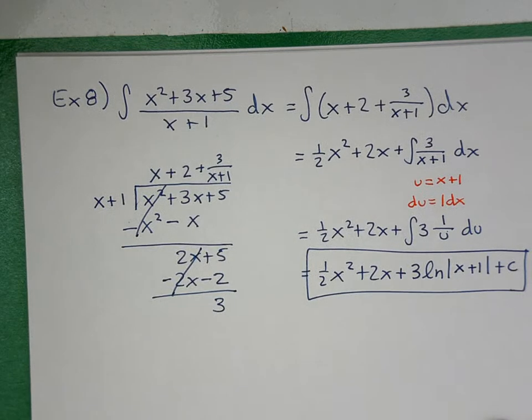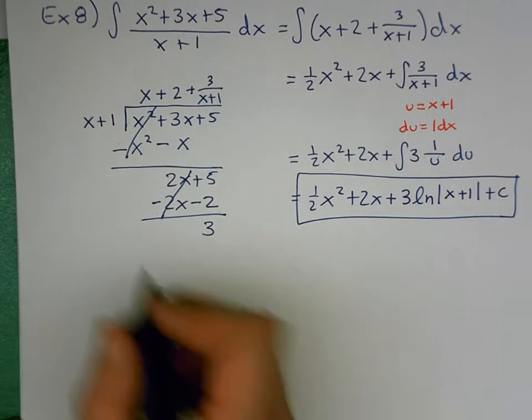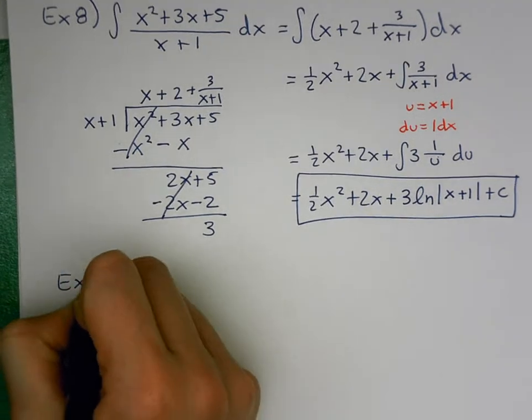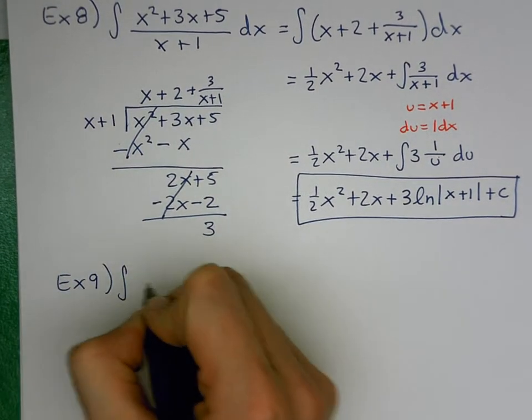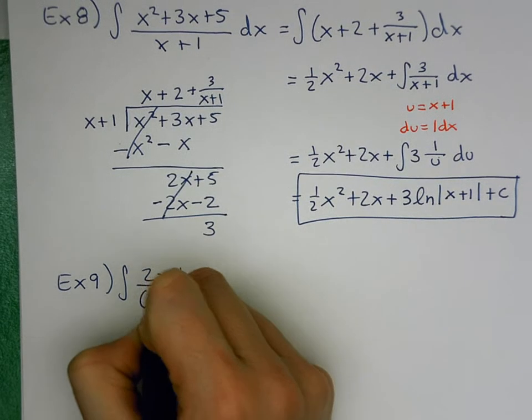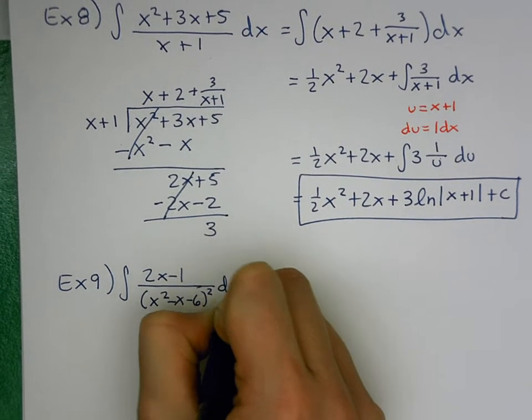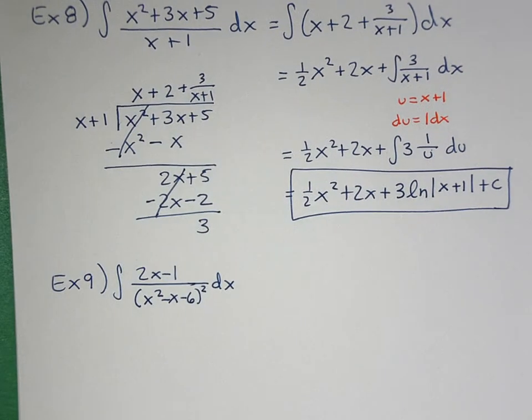Example 9. We have the integral of 2x minus 1 over the quantity of x squared minus x minus 6 squared dx. Go ahead and pause this, give this one a shot.